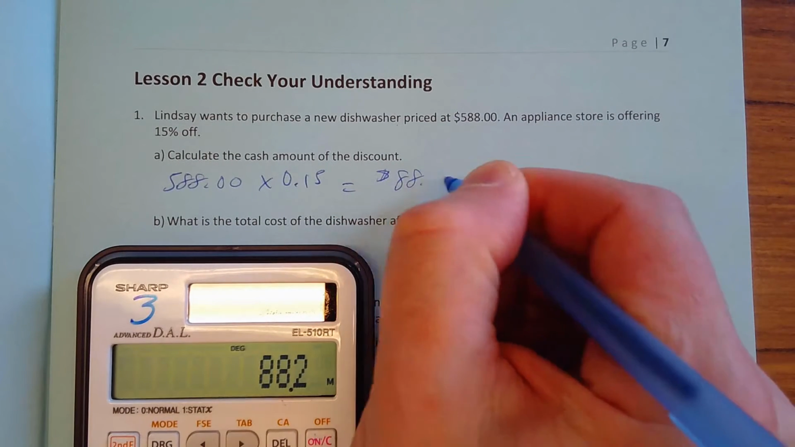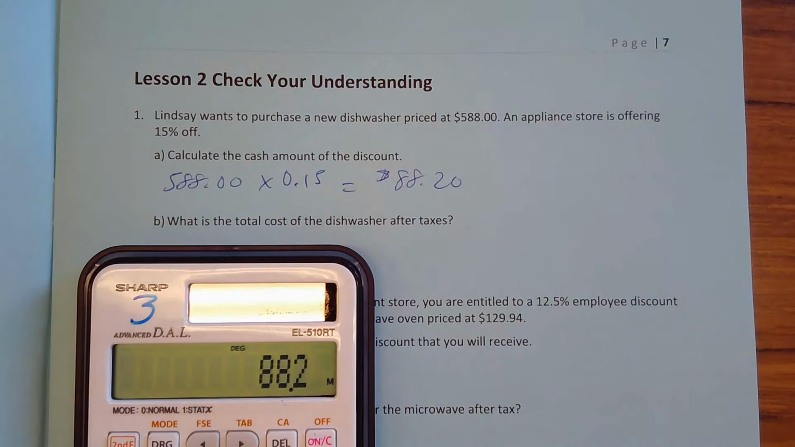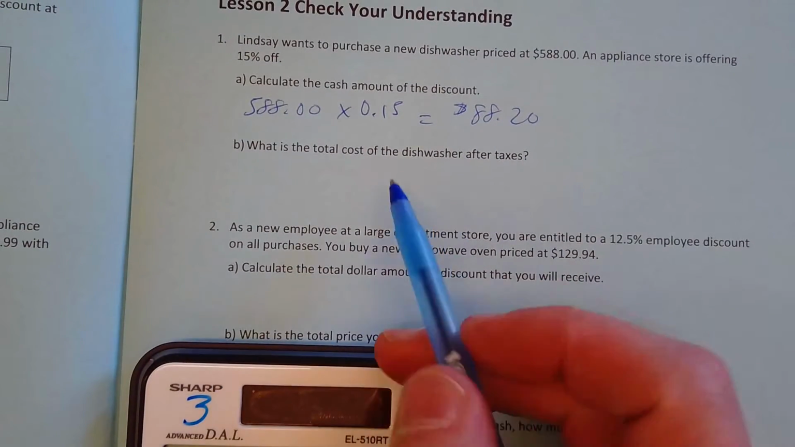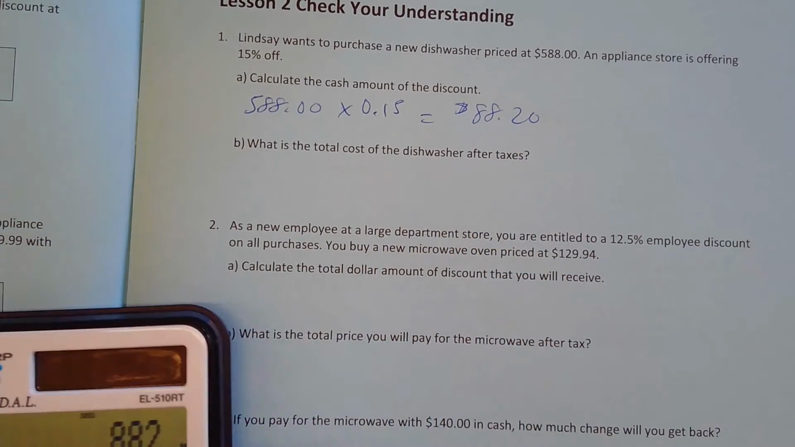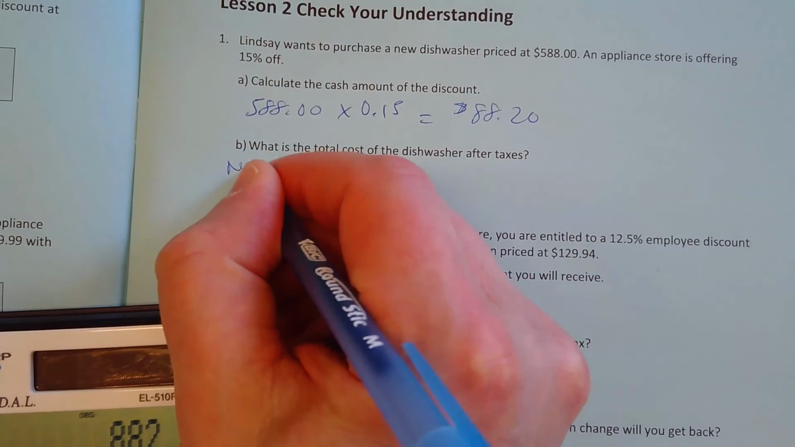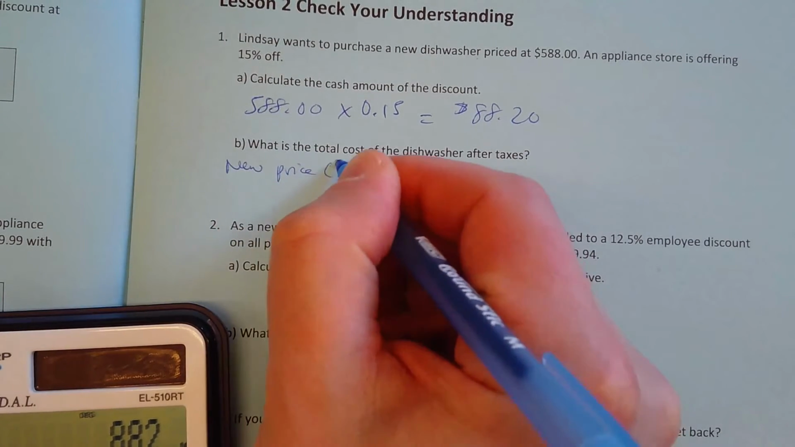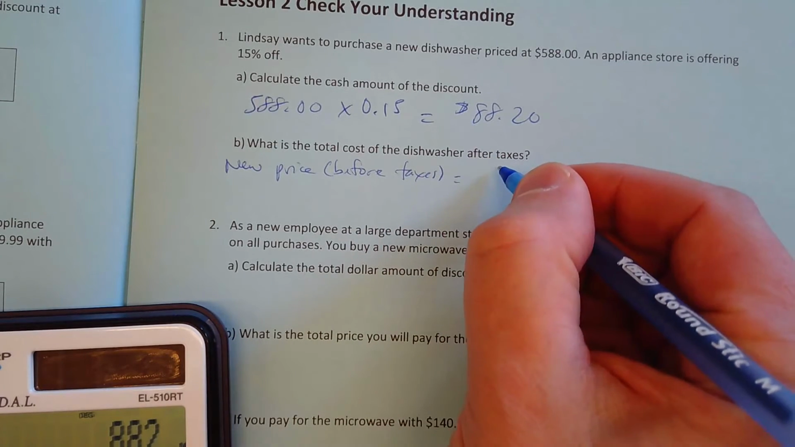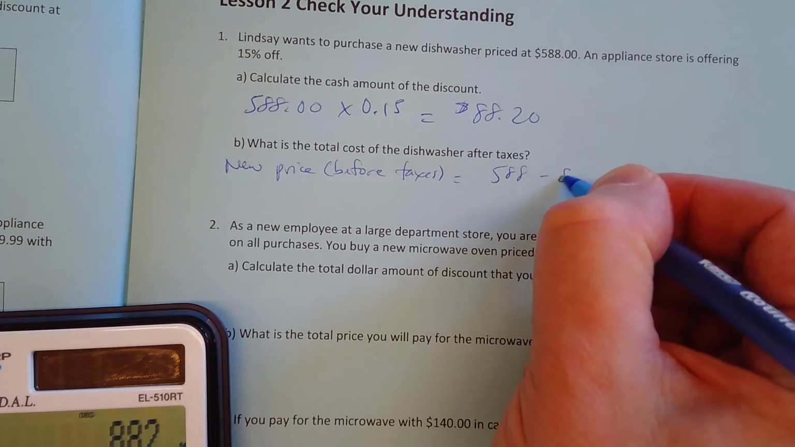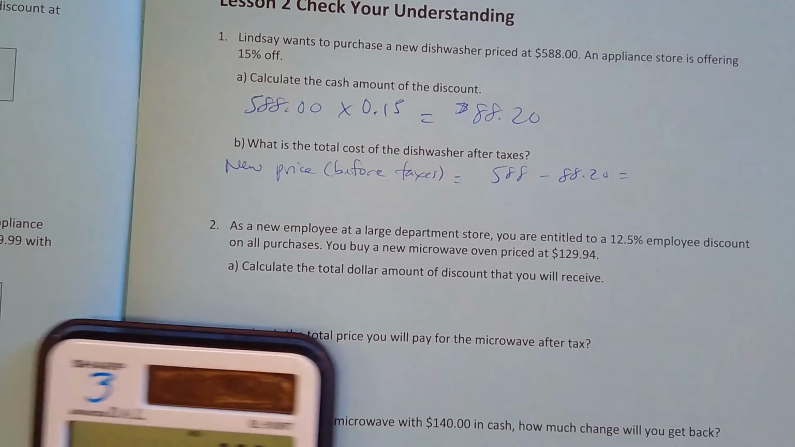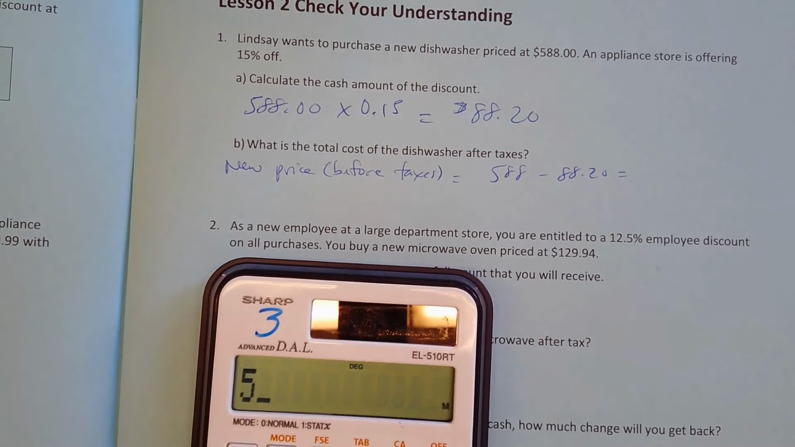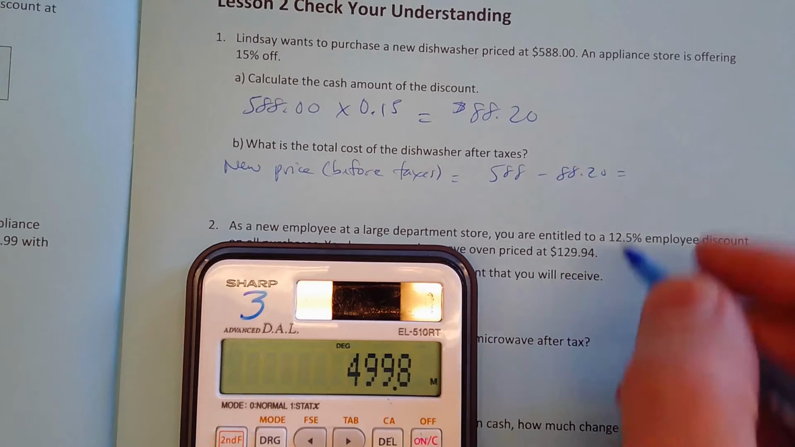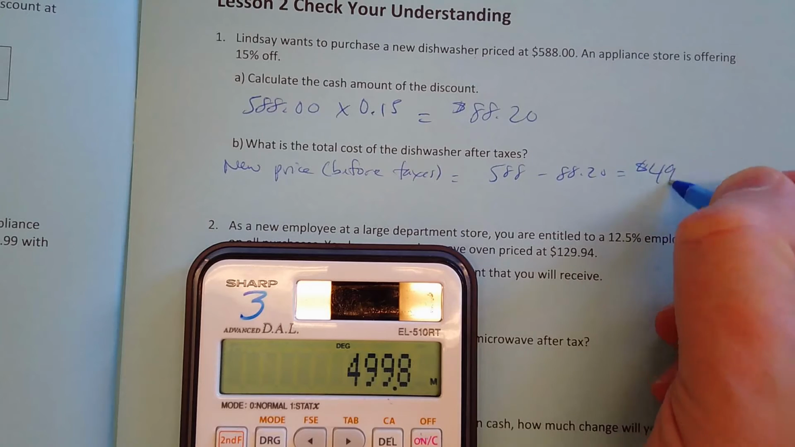and it looks like there's an $88.20 discount. Anybody else get that? Yeah, okay, good. What's the total cost of the dishwasher after taxes? Okay, well, before taxes, the new price before taxes is going to be $588 subtract $88.20. So the new price is $499.80.